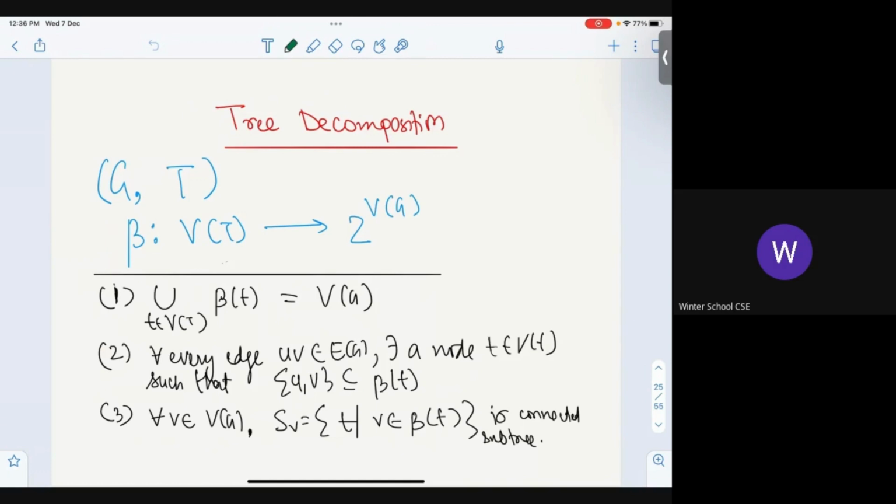What is that? Every vertex has some home. This is what the first property tells. If I look at the union over all the beta, every vertex is mapped to some vertex. That's all it says. Then, if there are two vertices U and V, and they are adjacent, their homes intersect. It means that node which intersects is also going to contain U, and also going to contain V, and that is what the second property tells you: for every edge UV in EG, there exists a node T in VT such that UV is a subset of that bag. That is the adjacency relationship that we talked about.